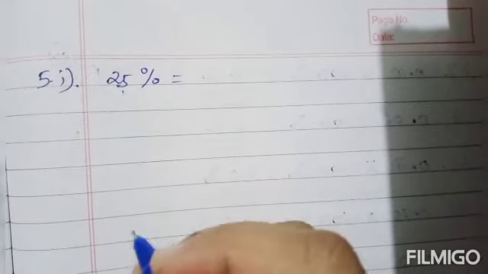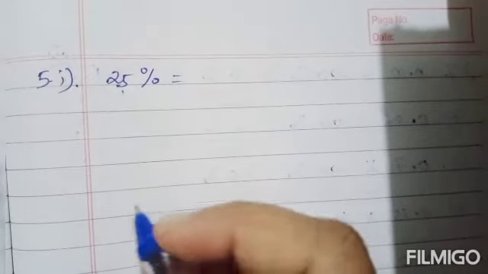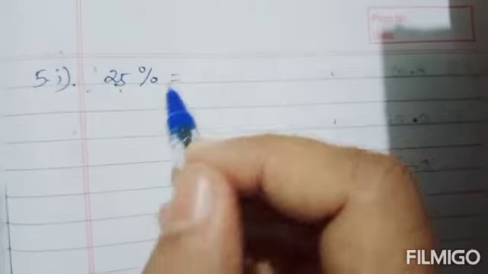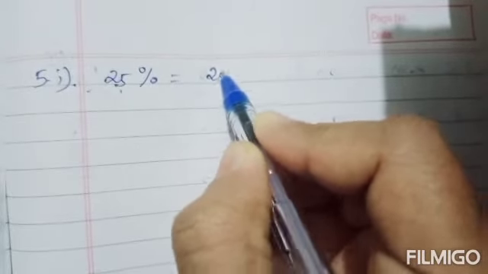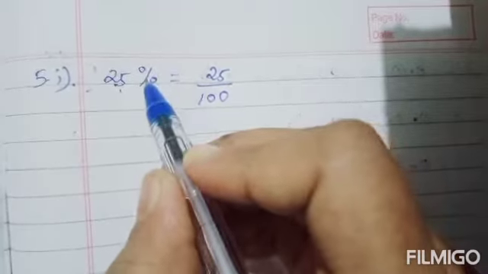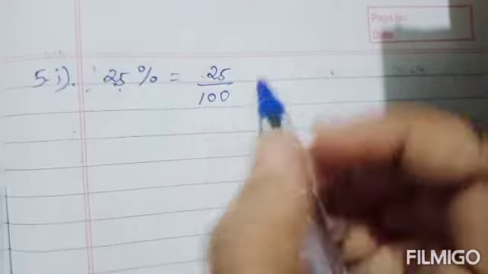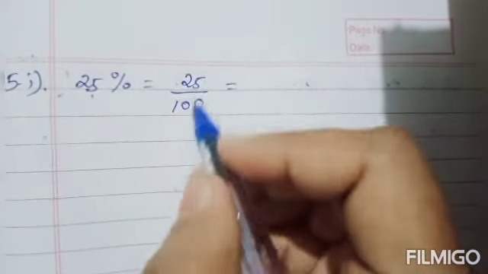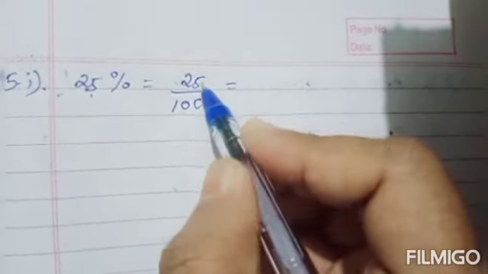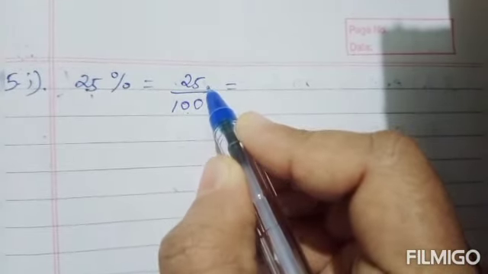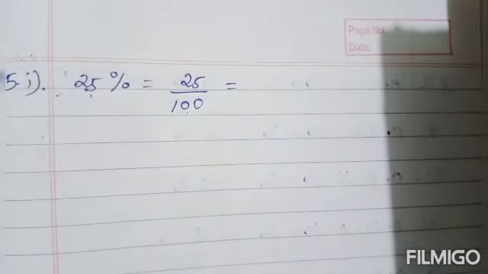Okay. Next, fifth question, express as decimal fraction. First one, 25 percentage. First you can write it in fraction. So what to do? 25 by 100. Remove this percentage sign, then divide it by 100. Okay, 25 by 100. Now converting this to decimal form. Division by 100 it is. Okay, so the decimal point will move 2 places to the left.